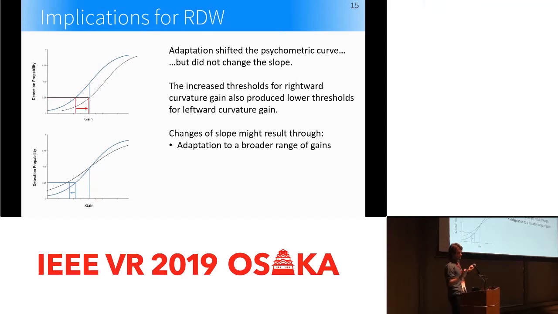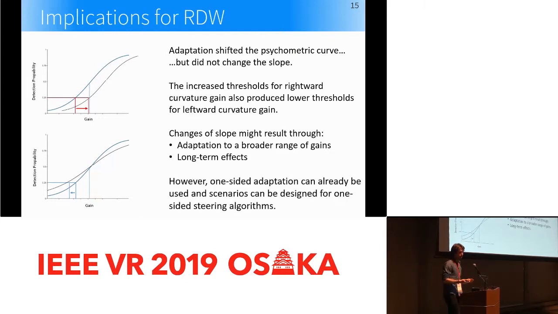So the changes of slope might result, or it might be able to achieve this by adapting to a broader range of gains. We only did one curvature gain all the time. Maybe if you would vary this, then it might be possible to change the slope. And it could also be possible that a long-term effect could be achieved. We only did it for 2 days. Maybe if you do it more regularly, then the slope might adapt as well.